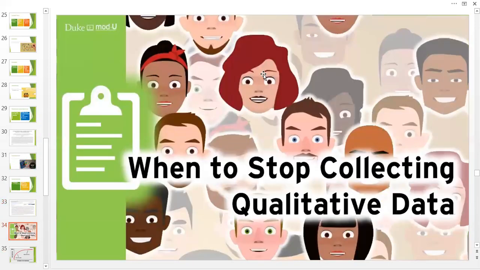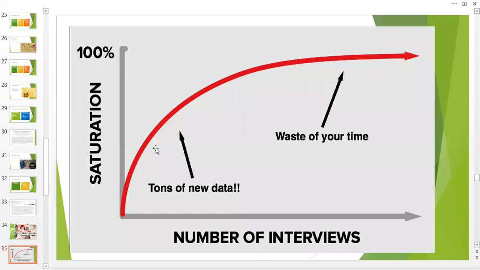Then the question arises, when to stop data collection in a qualitative study. The qualitative data collection is stopped when data saturation is achieved. For example, in a particular topic, we start gathering data. Initially, we get many new codes and themes, but after a certain point, we do not get any new code, or we do not identify any new theme. So then the data collection is stopped.